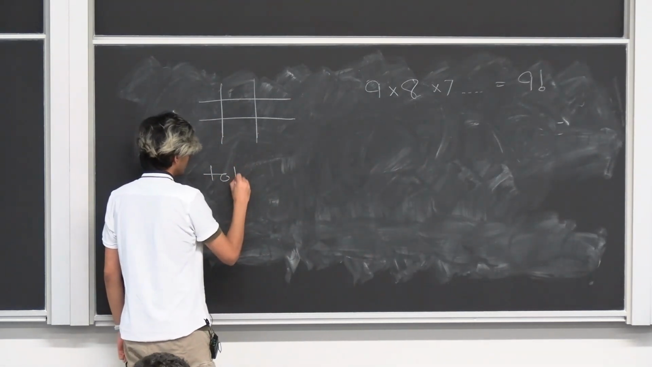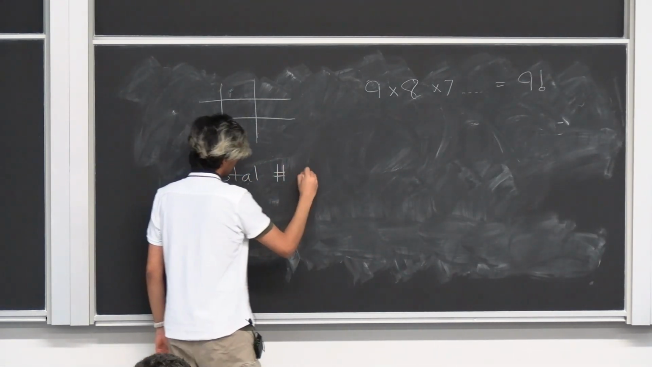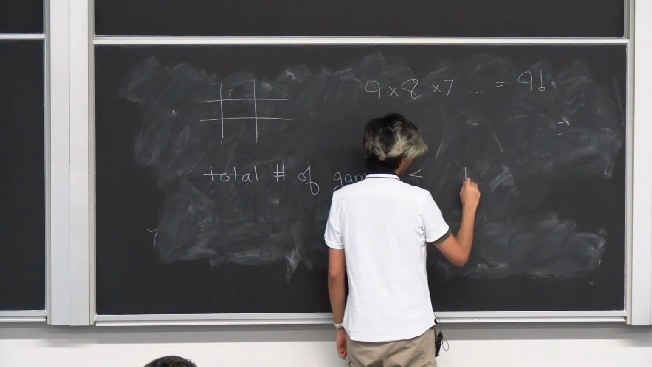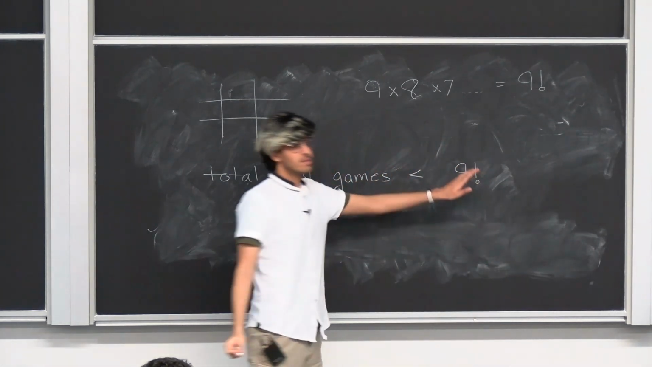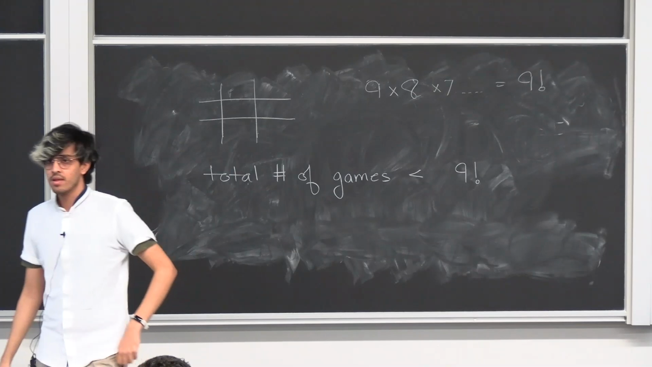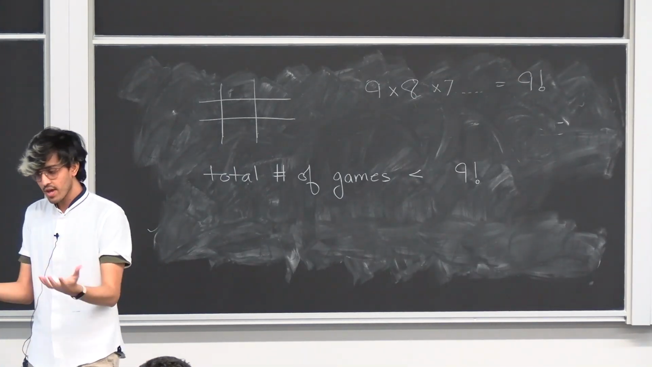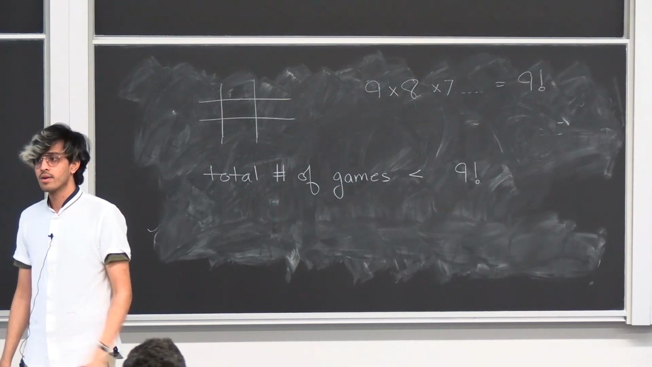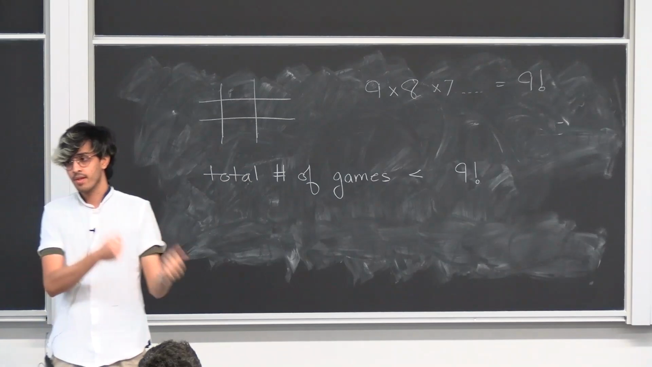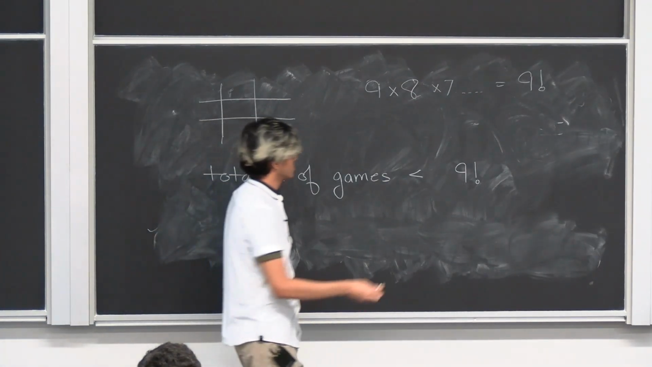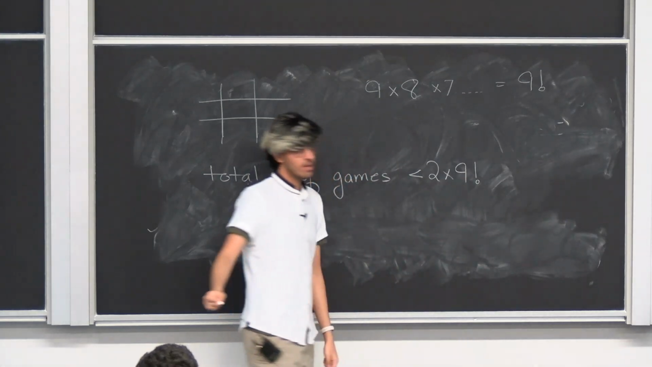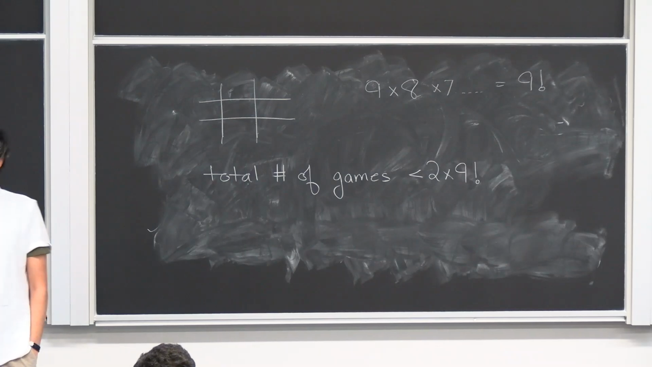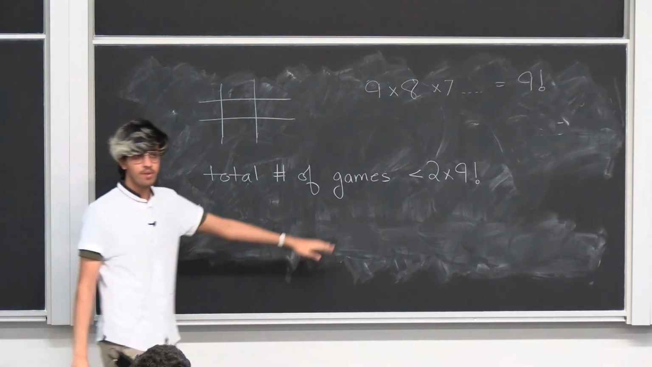So the total number of games is less than 9 factorial. There's one more thing that can change. There could be 2 games that are identical in the steps, but still somehow different: turns, players. You could have been player 1 or player 2 in that case, right? So accounting for that possibility, the total number of games is less than 2 times 9 factorial. Okay? Everyone understand why this is the case?